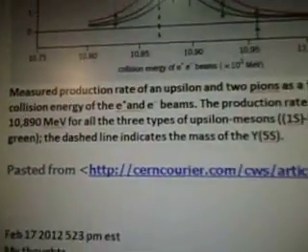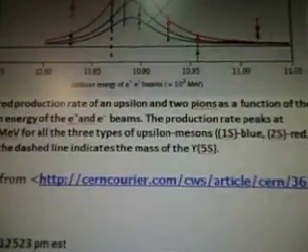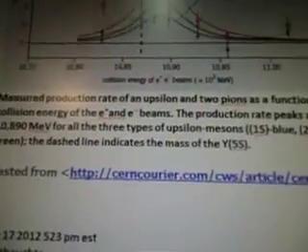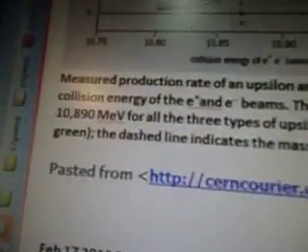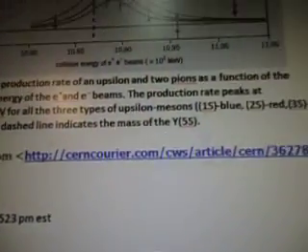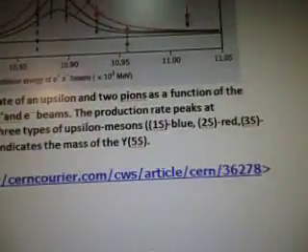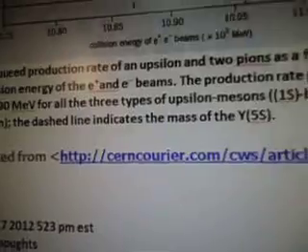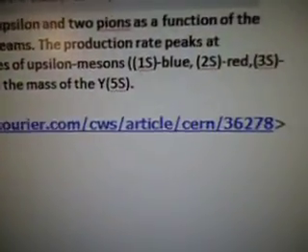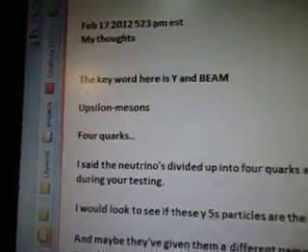Measured production rate of an upsilon and two pions as a function of the collision energy of the E plus and E minus beams. The production rate peaks at 10,890 MeV for all three types of Upsilon mesons, 1s blue, 2s red, 3s green, and the dashed red line is massive YS5. It's CERNcourier.com 36278, February 17th, my thoughts. The keywords here are Y and beam.